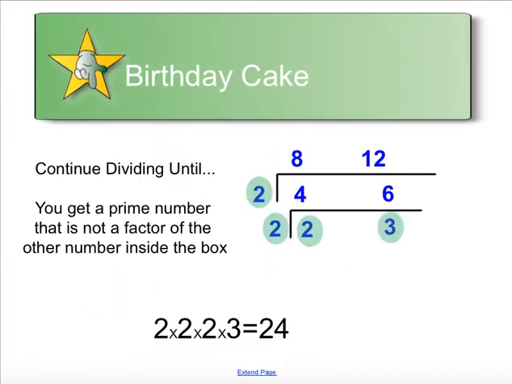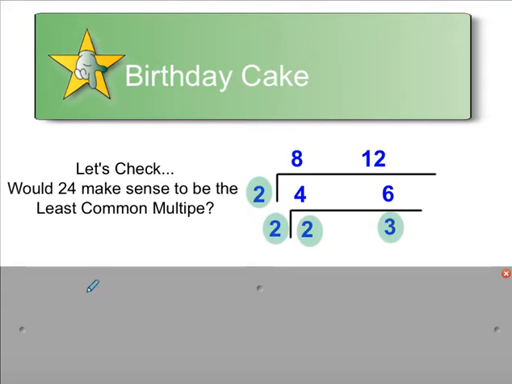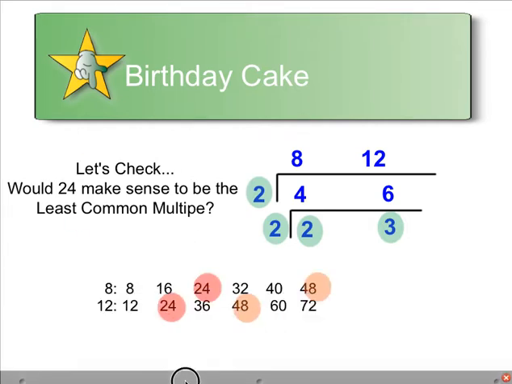All right, another example of the birthday cake method, 8 and 12. So we divide by 2 and see that we have left, when we divide by 2 again, a 2 and a 3. So we stop and multiply together 2 times 2 times 2 times 3 to get a least common multiple of 24. All right, which would make sense for this to be our least common multiple because 24 is the smallest multiple that comes up for both of them.